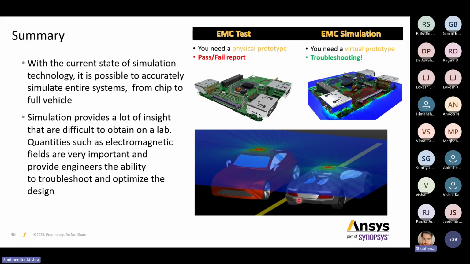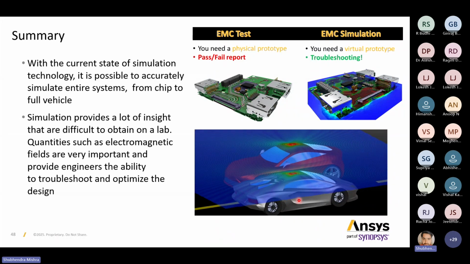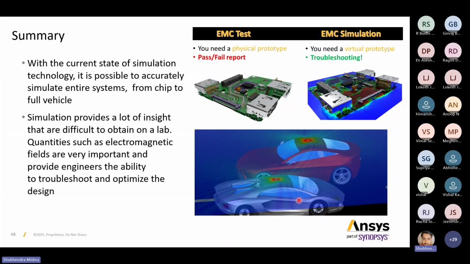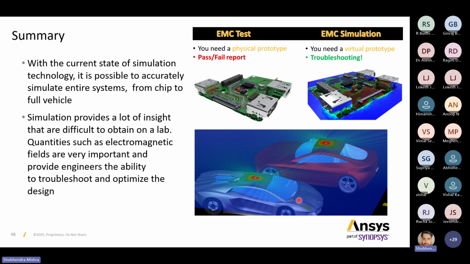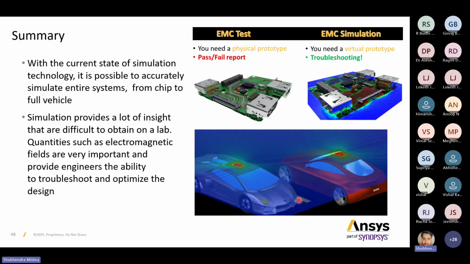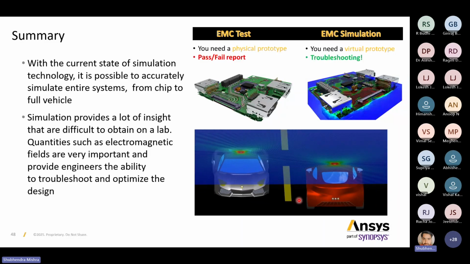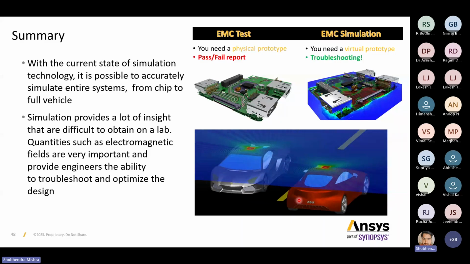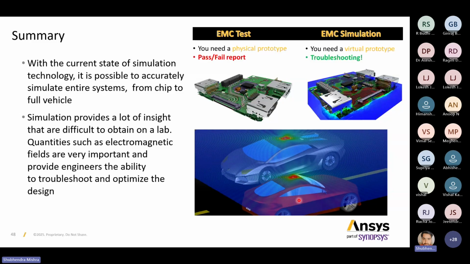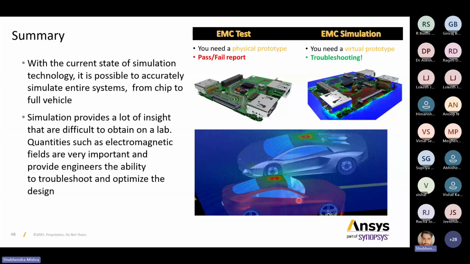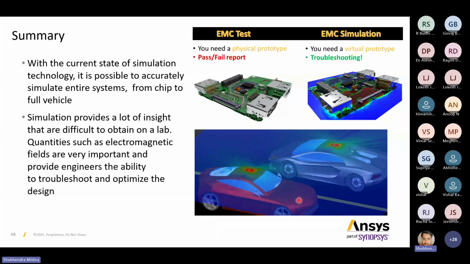So in the physical prototype, you can do passing or failure reports. When you are moving to the physical prototype, you need a pass or failure report, like how much passing is there and how much failure is there. But in the virtual prototype, you can troubleshoot your problems. If you are failing somewhere, you can troubleshoot it again and work on that. So this tells what EMC simulation is and why EMC simulation is needed.